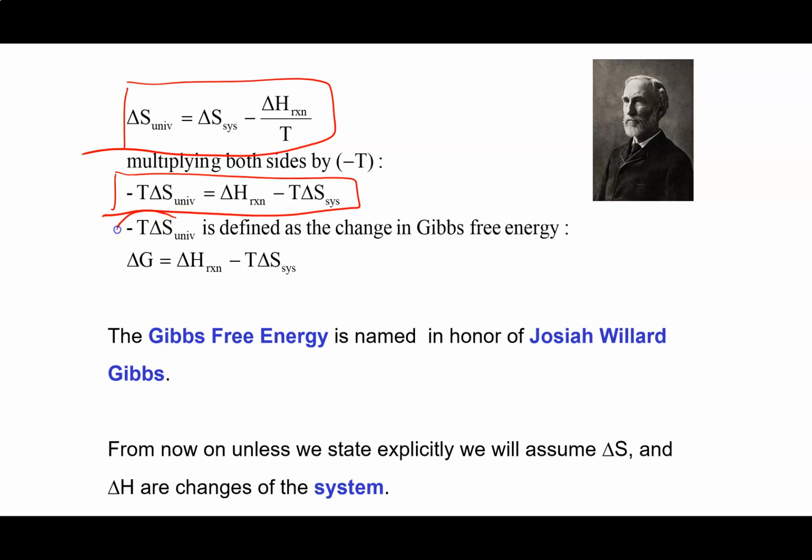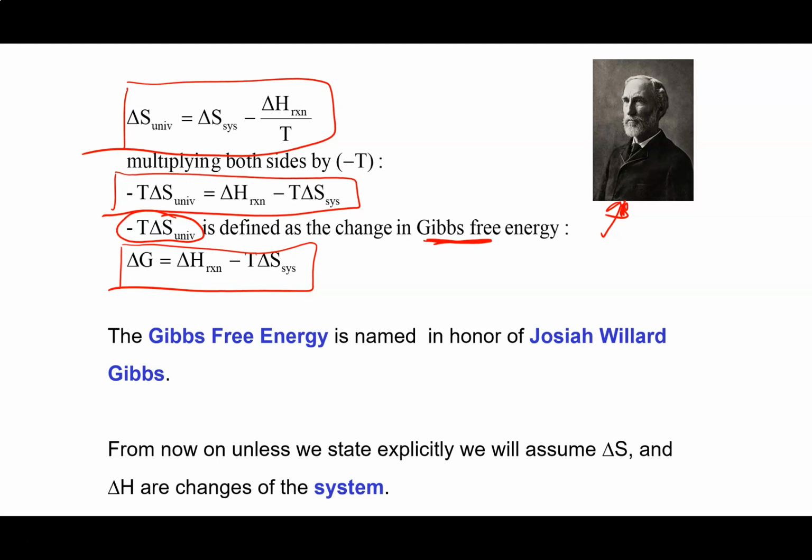The quantity that first term there is referred to as the Gibbs free energy, and it's given the symbol delta G. It's called the Gibbs free energy in honor of Josiah Willard Gibbs, the first person in the USA to obtain a PhD in engineering, who defined the mathematics that describe this.